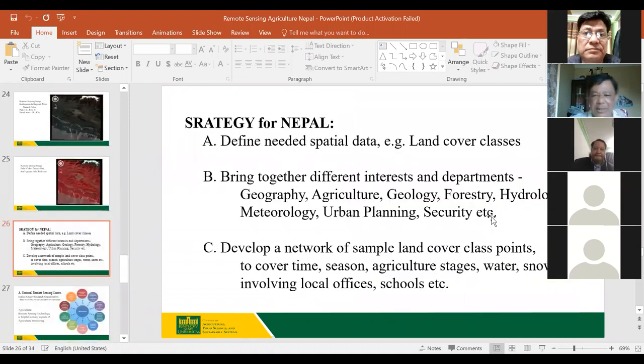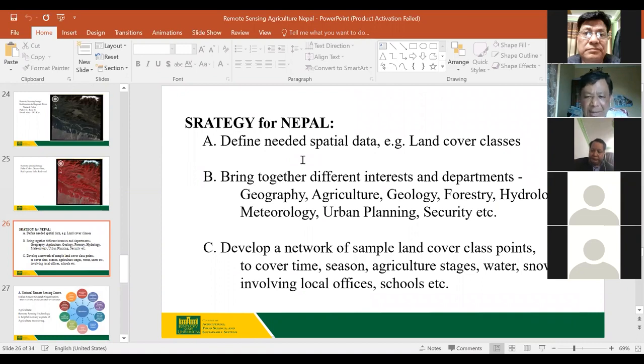Now, I'm going to quickly go to this. What kind of strategy can we use for these remote sensing techniques? First, you have to define what kind of data you are interested in. There are lots of interests.